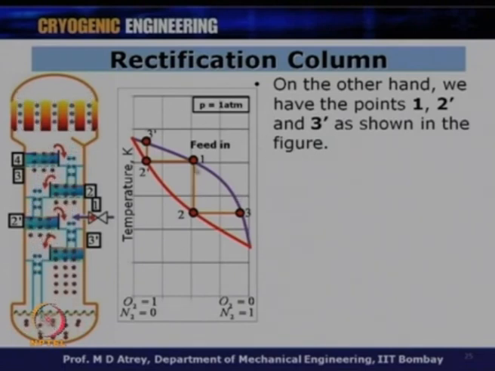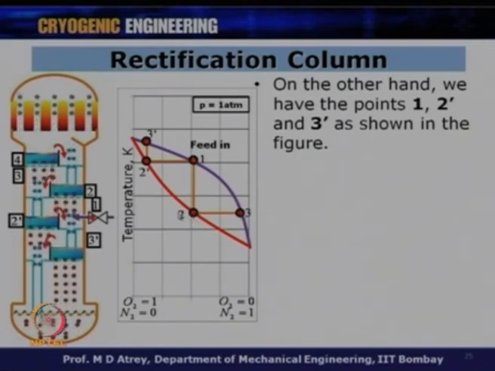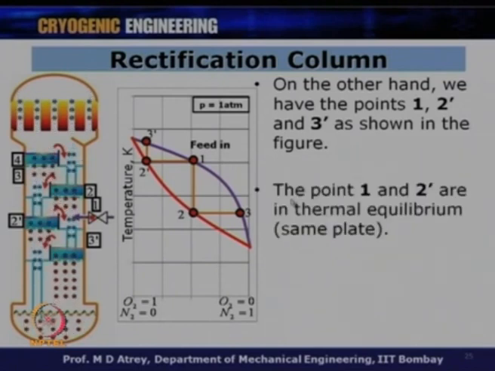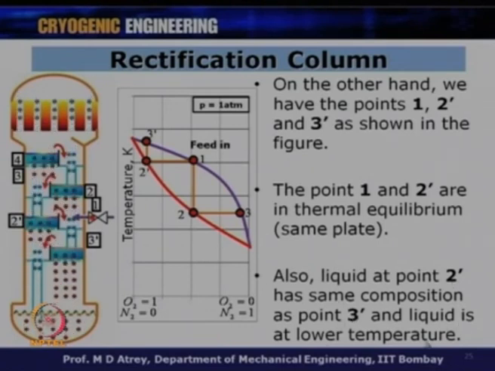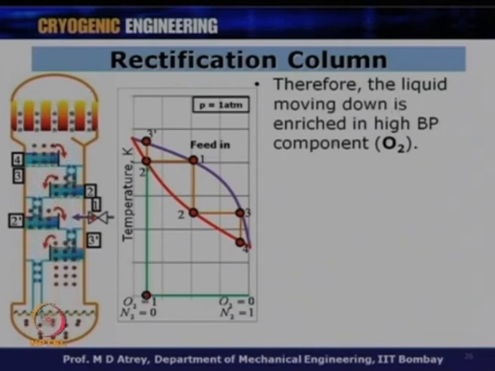What is happening is that at some plates the composition remains the same when the vapor changes the phase, while the liquid and the vapor on the same plate are in thermal equilibrium. We are talking all about the ideal case, right. The points 1 and 2 dash are in thermal equilibrium for the same plate. Also, liquid at 2 dash has the same composition as 3 dash and the liquid at lower temperature. So, we are talking about the same thing that we talked about here for this condition. Therefore, the liquid moving down is going to be richer in the high boiling component.